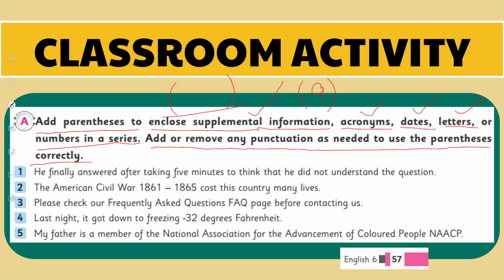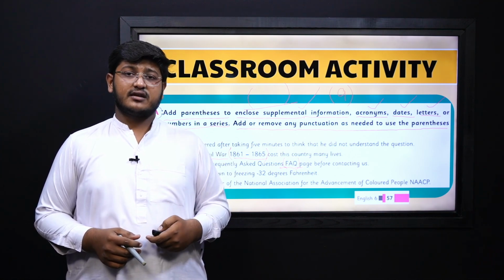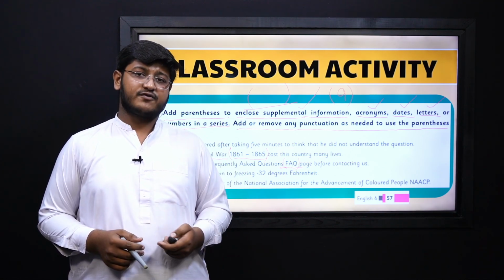Let's take an example. So there is a sentence, the American Civil War, and there is a date. What we have to do is insert a parenthesis because the date of the war is extra information which the author is giving. In the second sentence we have an example of an abbreviation or acronym, so that's why we also add parenthesis there. Do this classroom activity to achieve your SLO or to check your understanding of the parenthesis.